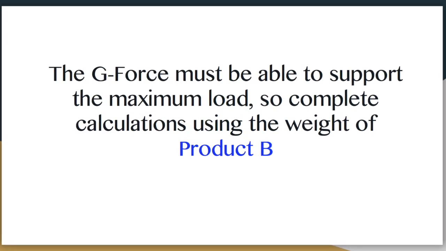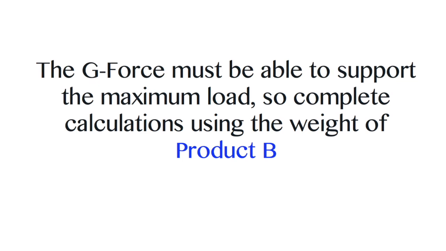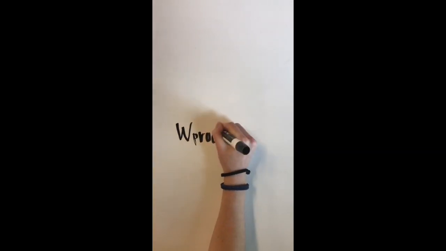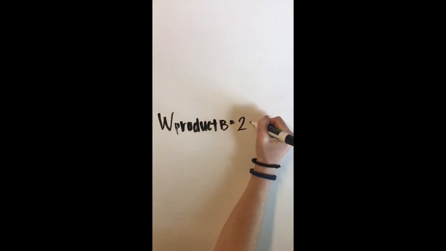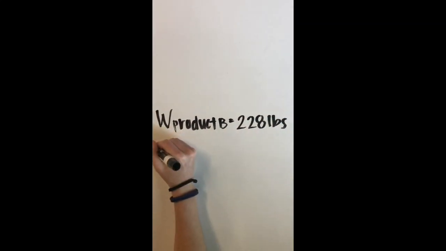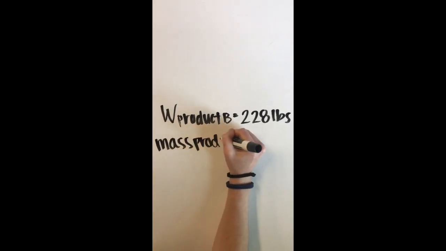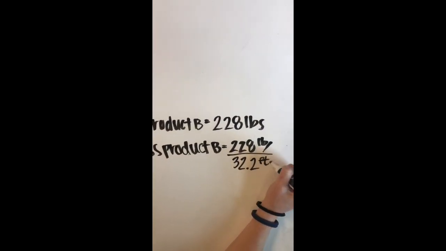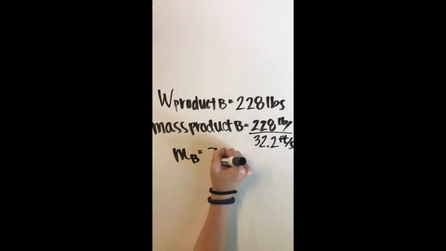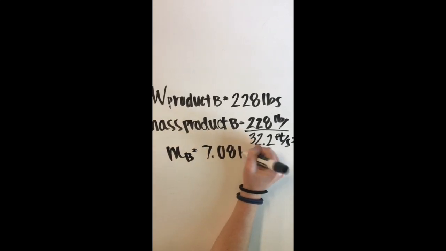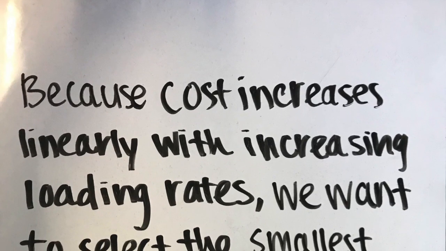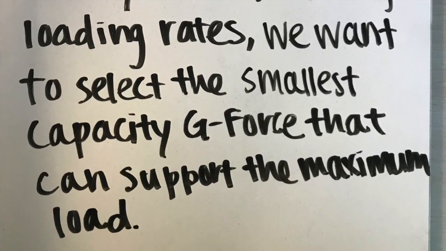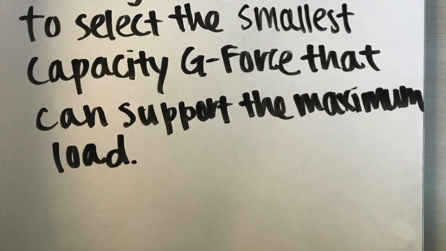The G-Force must be able to support the maximum load, so we complete the calculations using the weight of product B because product A is lighter. We solve for the mass of product B by adding the tare weight of product B and its capacity to get 228 pounds, and we divide that number by the acceleration due to gravity, and we get a mass of 7.081 pound mass. Because cost increases linearly with increasing loading rates, we want to select the smallest capacity G-Force that can support the maximum load.